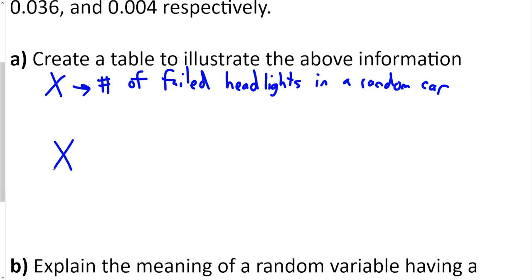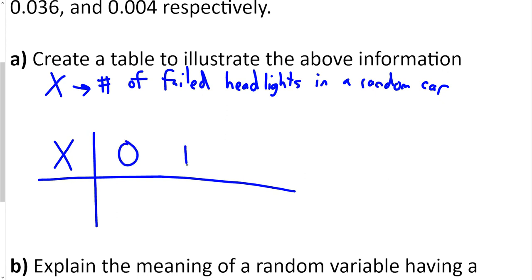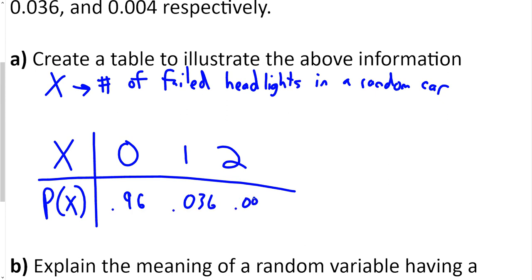So X is our possible number of failed headlights, which you can have 0, 1, or 2. There's no more than 2 headlights on a car. And then we want the probability of getting X. So let's just fill in this table real quick, and then we'll answer a couple questions based on that. So it was 0.96, it was 0.036, and 0.004.